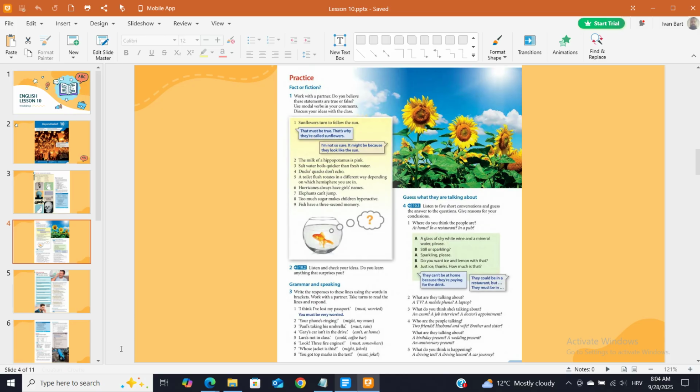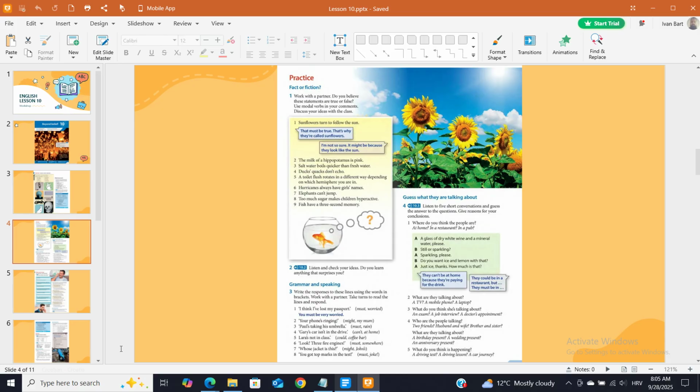2. What are they talking about? A TV? A mobile phone? A laptop? They could be in a restaurant, but... They must be in... 3. What do you think she's talking about? An exam? A job interview? A doctor's appointment?